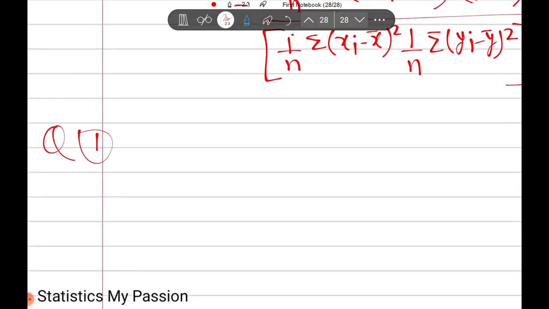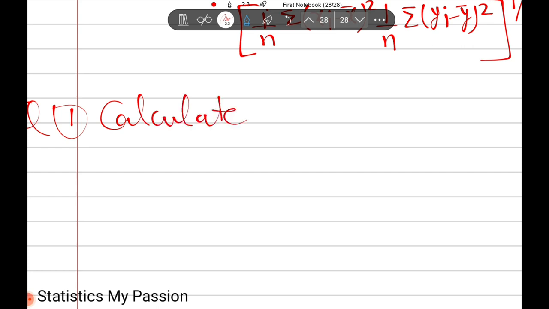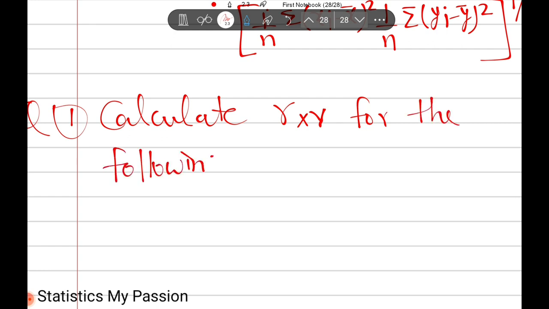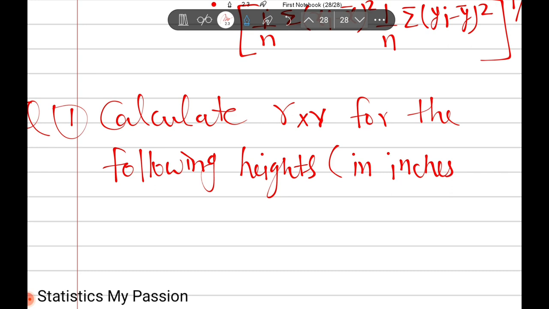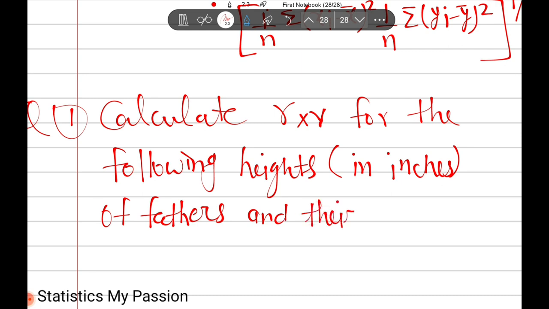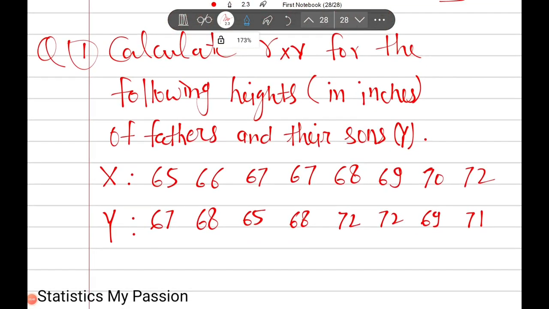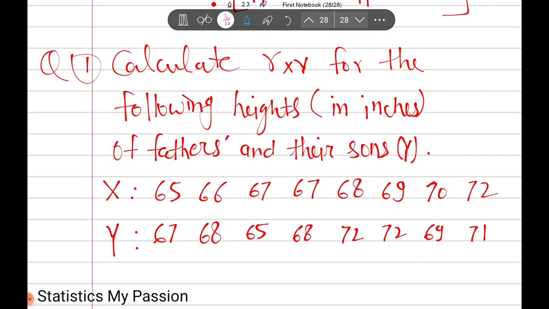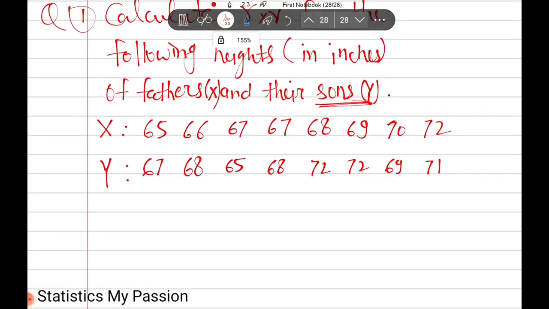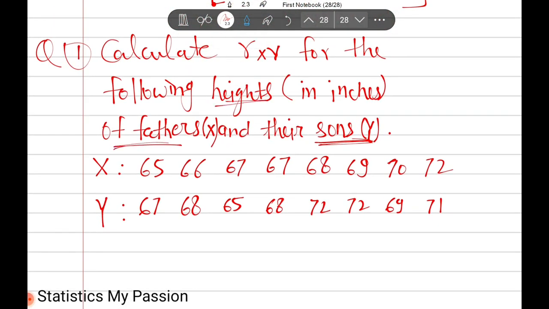Example 1: calculate the correlation coefficient, which is denoted by rxy, for the following heights in inches of fathers x and their sons y. So I have written the values of x and y, where x is the height of the father and y is the height of their son. And now we calculate the correlation between the two variables, the heights of fathers and their sons.